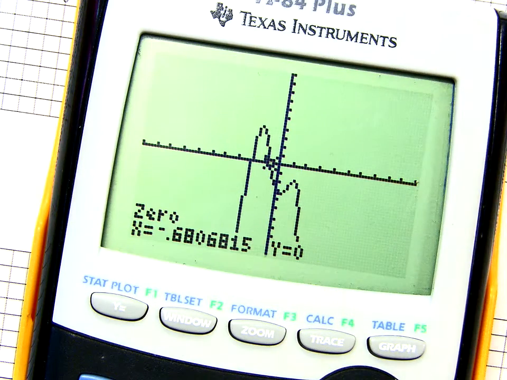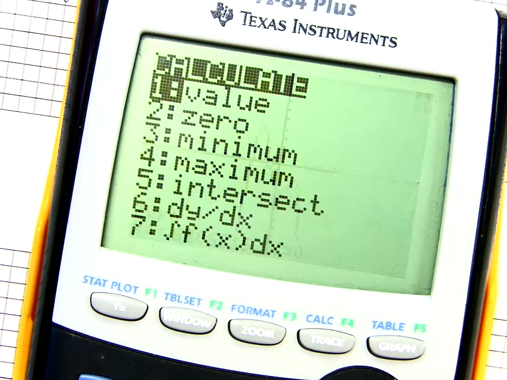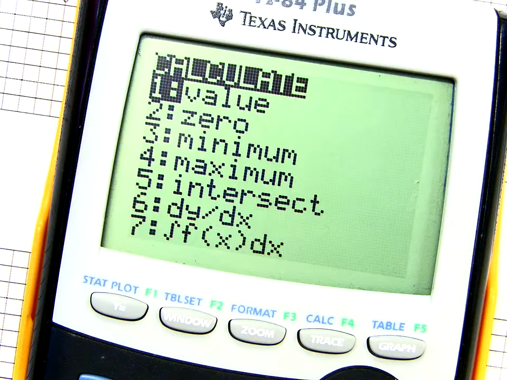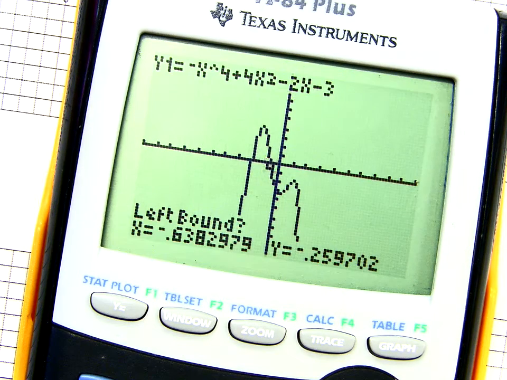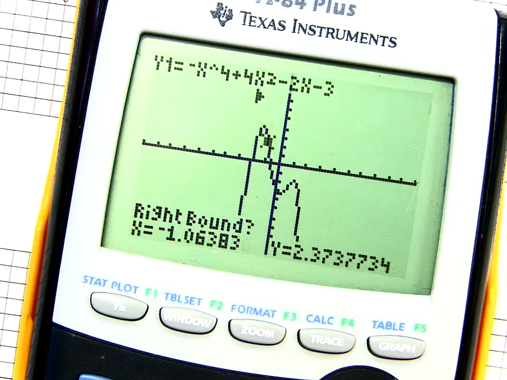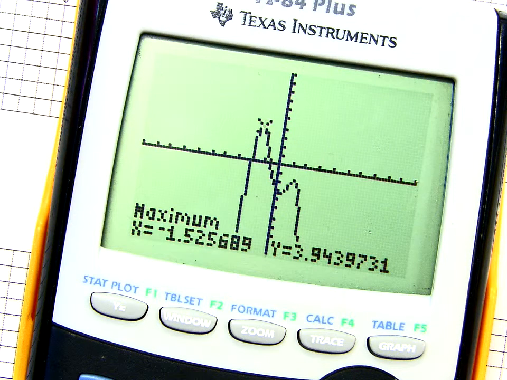So again, I'm going to hit second calc, that same menu. And then what do you think I choose? Choice 4 for max. And then it's going to ask me the same questions. It's saying left bound. It means go a little bit to the left of the high point. Right bound, go a little bit to the right of the high point. Just hit enter. When you're doing left bound, right bound, just make sure you are somewhere to the left and somewhere to the right.